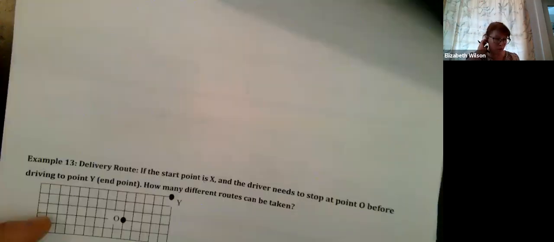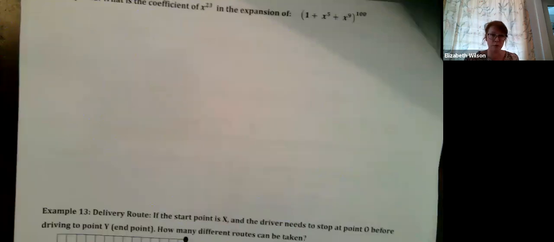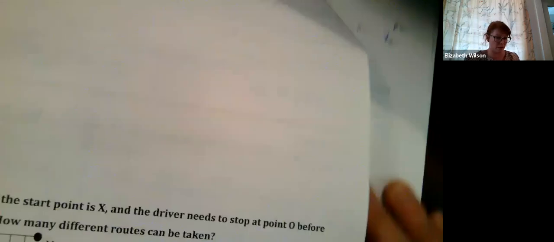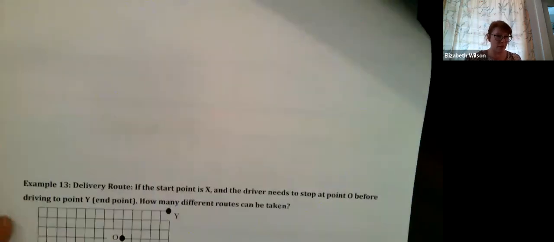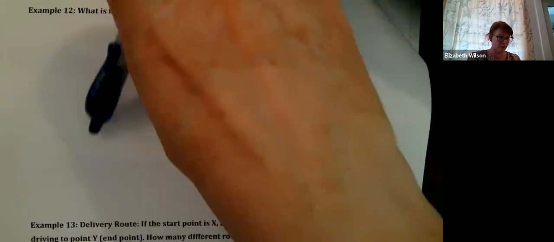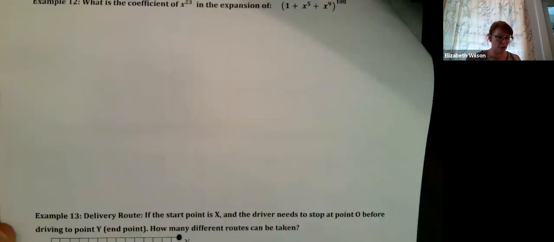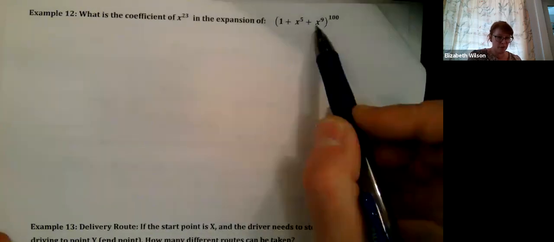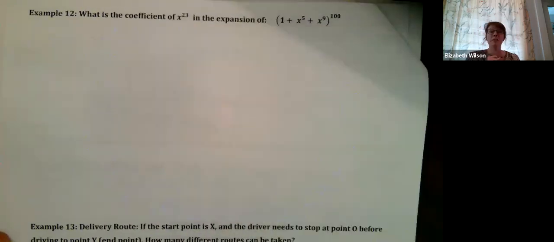I think you have an example like this in your homework, which is why I wanted to do example 12 in class so that you could see how you can think about it. Sorry, let's do this so it's a little bit more clear. Example 12 says, what's the coefficient of x to the 23rd in the expansion of 1 plus x to the 5th plus x to the 9th, all raised to the 100th power?